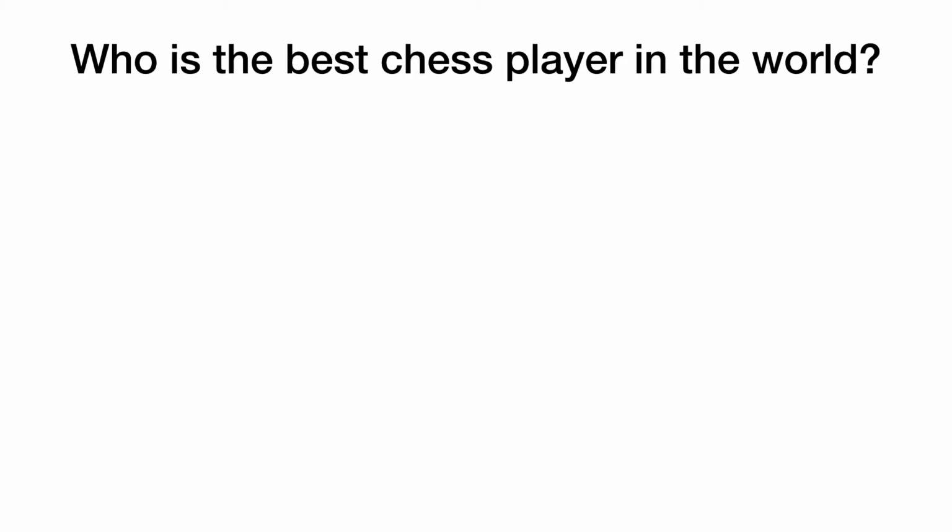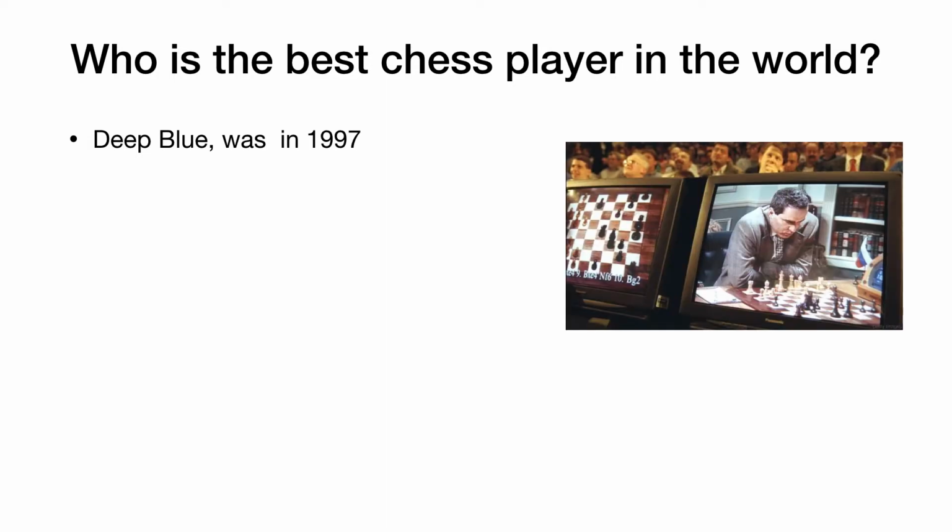Okay, what is the solution then? Before I answer that, I have a question. Who is the best chess player in the world? We all know that in 1997, the algorithm Deep Blue beat the best human chess player at that time, and this is a picture of that.